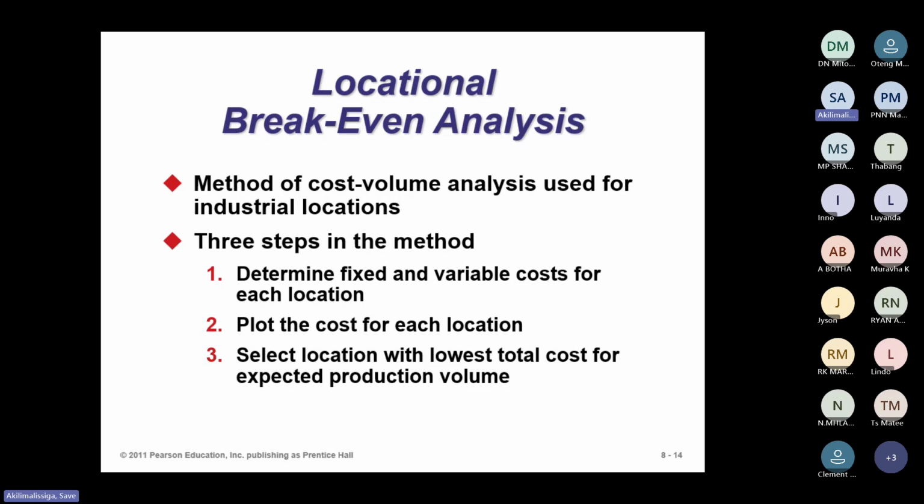So again, at the end of the day, the objective is for a company to minimize the total cost, right? Because once the company is able to keep its total cost low, the probability for the company to make money or to have profit margins is quite high. So that's why number three says select a location with the lowest total cost for expected production volume.